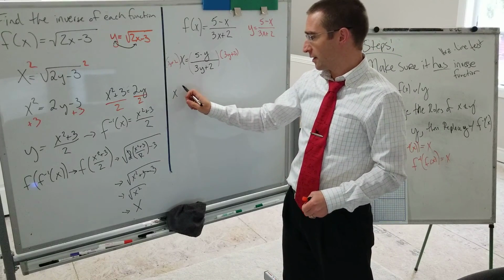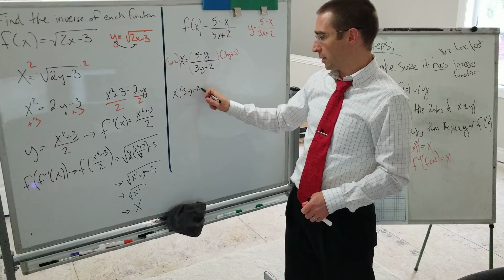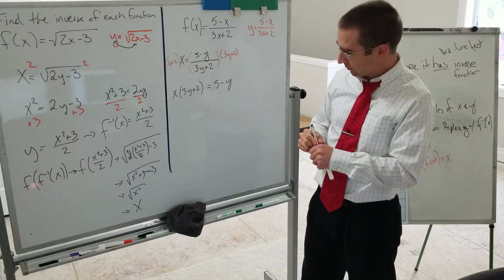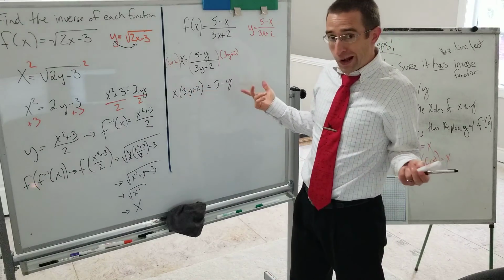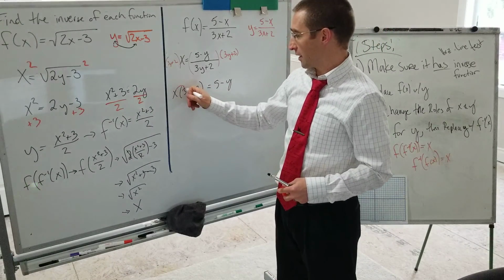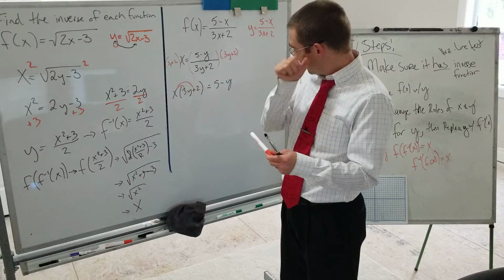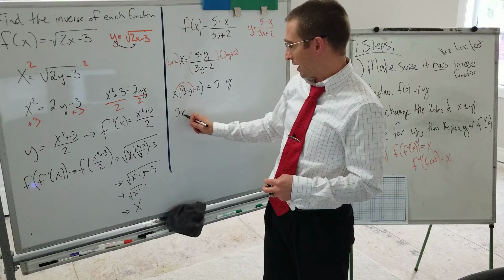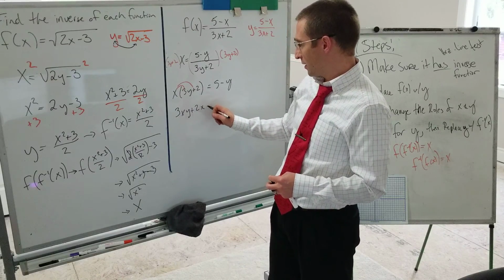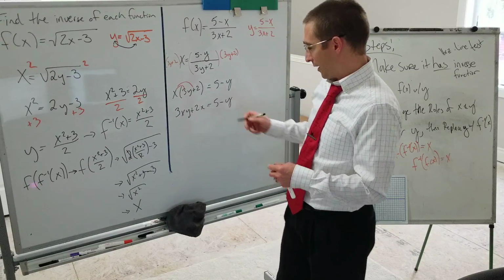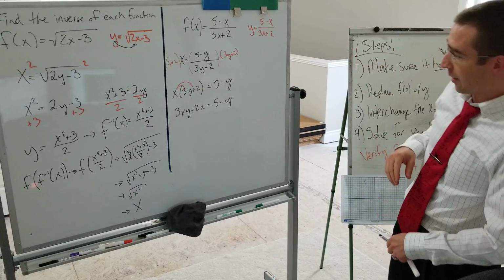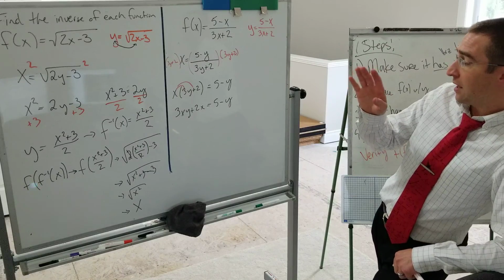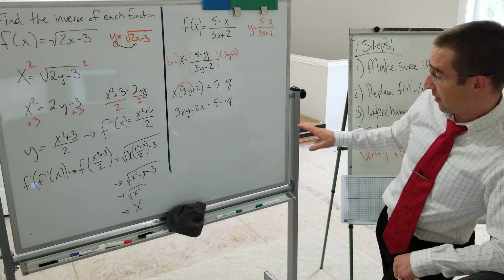Now I have x times 3y plus 2 equals 5 minus y. I'm going to distribute this x. So here I get 3xy plus 2x equals 5 minus y. Now we have y's on opposite sides. Let's get y's on one side, and everything else that I can on the other side.